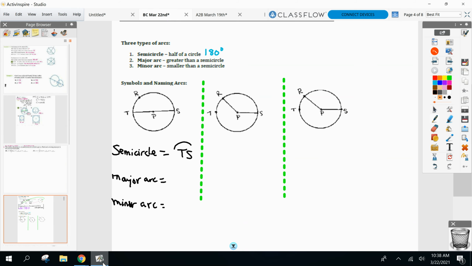Would it be SRTS? No, well, that's going all the way. I don't want a full circle here. You're going all the way around on me. SRTS, that's the full circle. I need something a little smaller than that, but something bigger than the half circle.